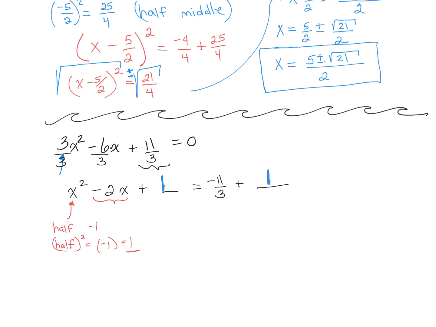And then we're going to factor. So I'm going to rewrite this as x minus 1 quantity squared, because remember it's always the half before you square it. And I'm going to write this as -11/3 plus 3/3. At this point, let's add the right-hand side. We'll get x minus 1 squared equals -8/3. And then we'll use the square root property and take the square root of each side, remembering to take that positive or negative.